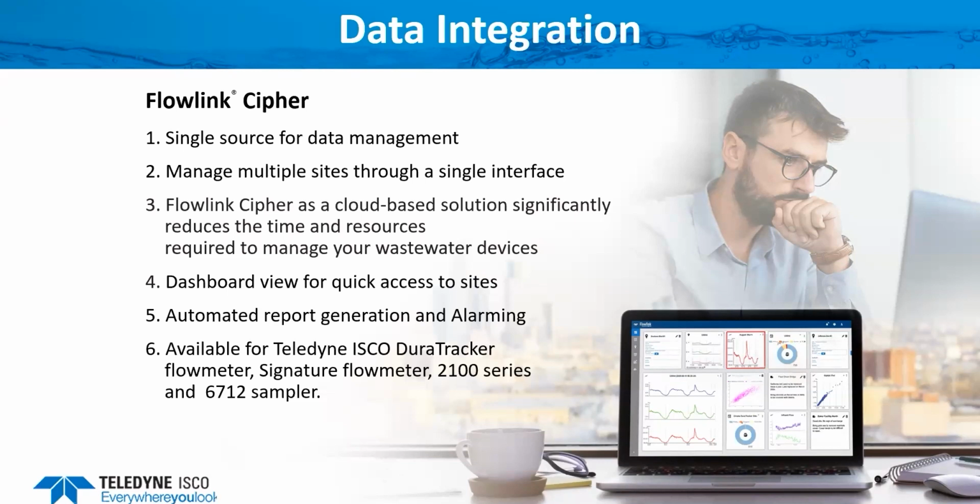Some of those tools, which we're going to cover here, is the dashboard. With the dashboard, we have the ability to have a quick view of all your sites and their conditions. It allows us to create automated reports as well as alarming for things that are going to happen out in the field. We can get those alarms via email or SMS text messaging. And it is available for all of our flow meters: the Signature, the 2100 series, the DuraTracker, and the 6712 sampler. All that data can be posted on Cipher and viewable to the user.